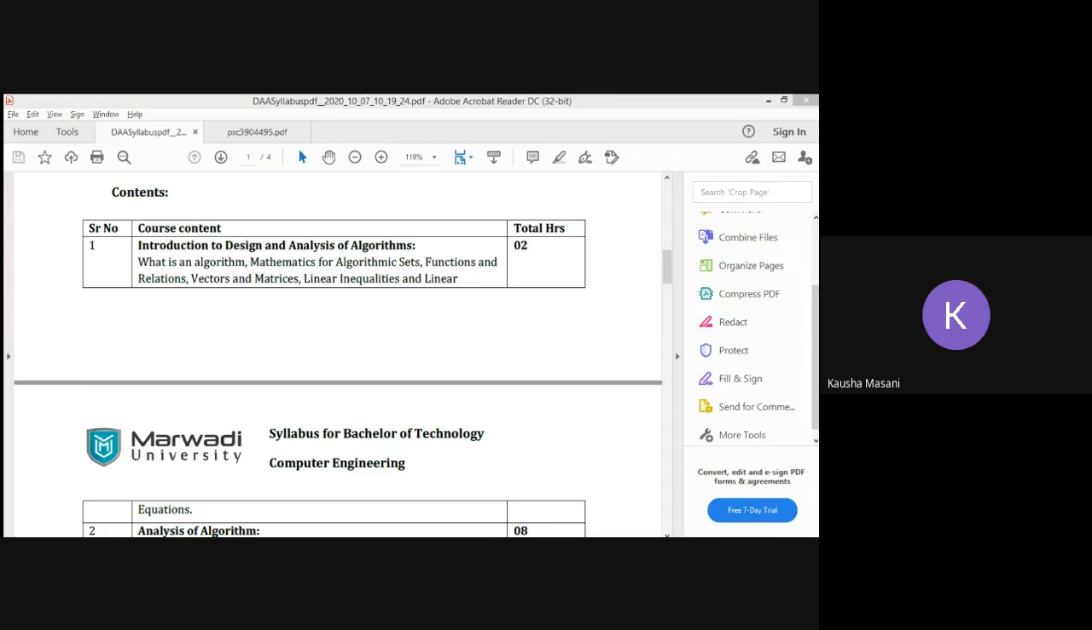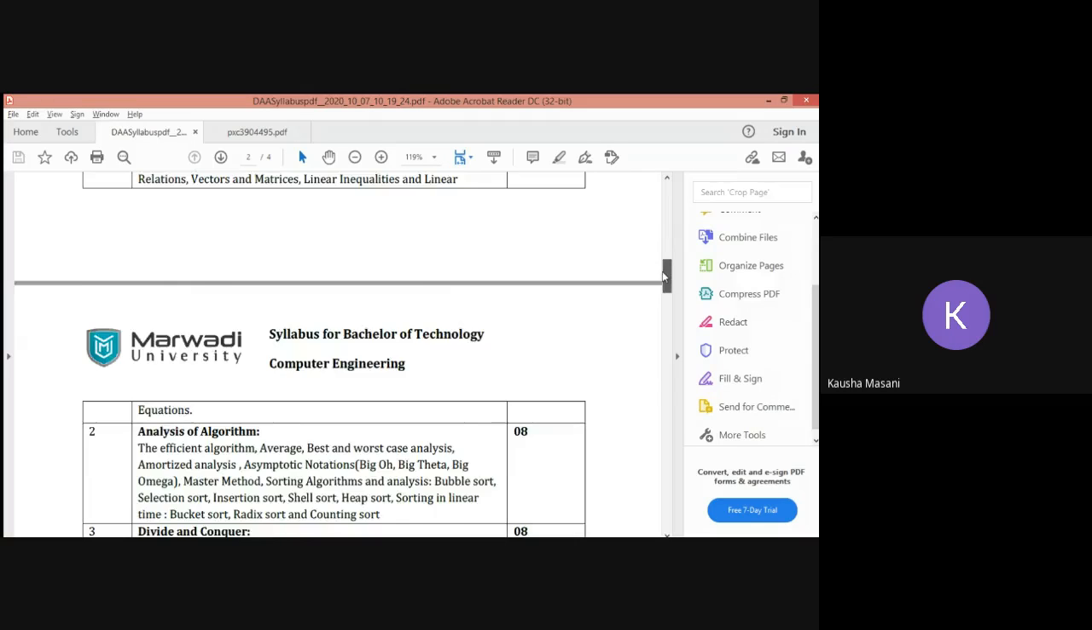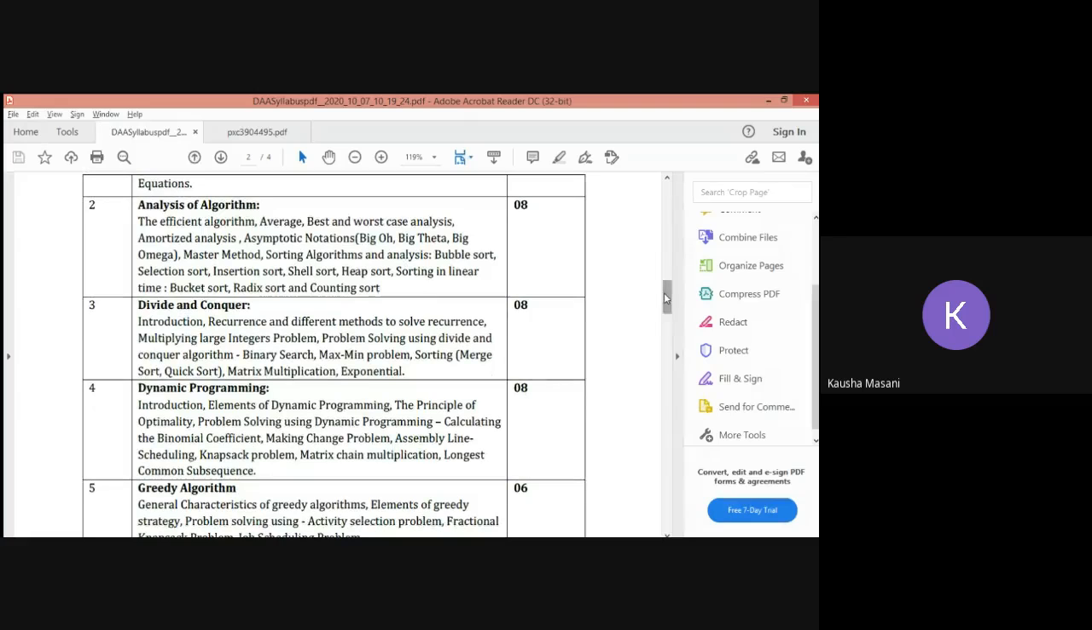So that is what we are going to go through. Power of the set, union of the set, subsets, equal to, not equal to, those things we are going to see in this unit number 1. What are functions, relations, vectors and matrices, that is what we are going to see. From unit number 2, we are going to start the analysis part of your algorithm. How can you say that an algorithm is an efficient one? What is your average case? What is your best case? What is your worst case?